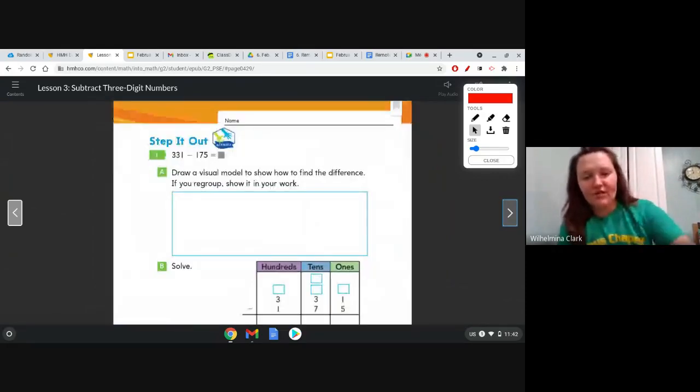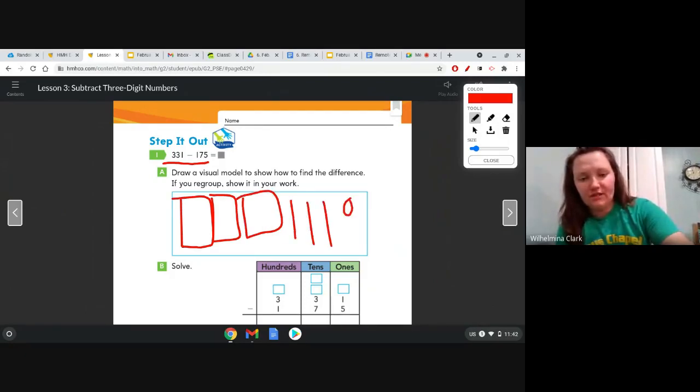Now they didn't write it out like they did before. This time they've got it sideways. So 331 minus 175. Draw a visual model to show how to find the difference. If you regroup, show it in your work. Well, first of all, you've got to do 100, 200, 300, tens, ones. So now let's try it with the picture and see how it works, just like we did before.